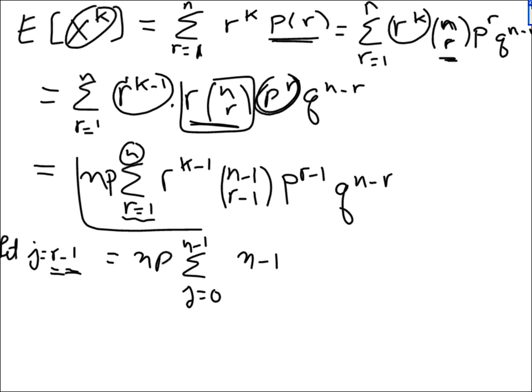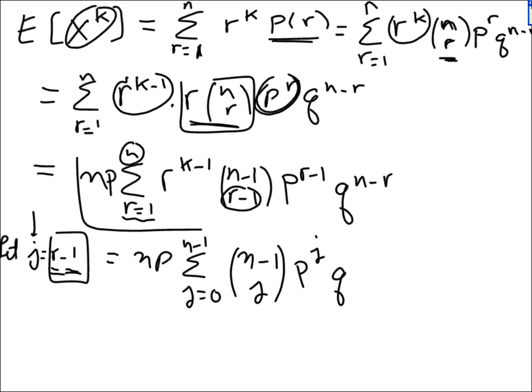N minus 1 choose r minus 1 becomes n minus 1 choose j. Where it says r minus 1, we put j. P to the r minus 1 is p to the j. Q to the n minus r. Well, adding 1 to both sides, we learned that r is j plus 1, which makes the power n minus j minus 1. So we have that now.